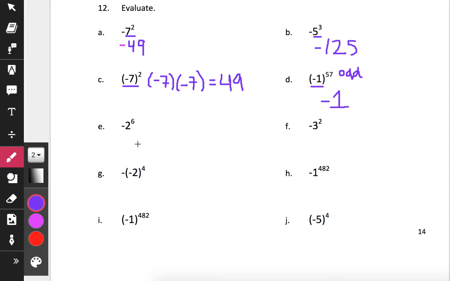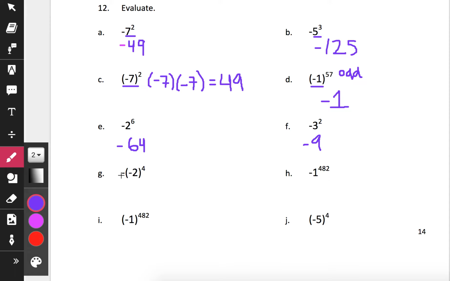Letter E. So one pattern you'll start noticing is if there's a negative symbol and there's no parentheses, it's going to be negative. Because at the end, the negative is going to reattach and make whatever you got negative. So 2 to the 6th power is 64. Then the negative attaches. Your answer is negative 64. Doesn't matter whether this is even or odd. If there's no parentheses, the negative is not captured in the base and is going to attach at the end. So F, 3 squared is 9, negative 9.